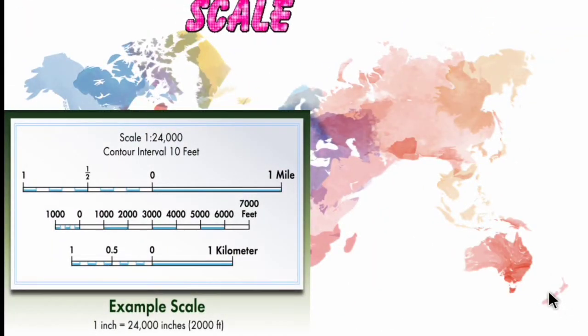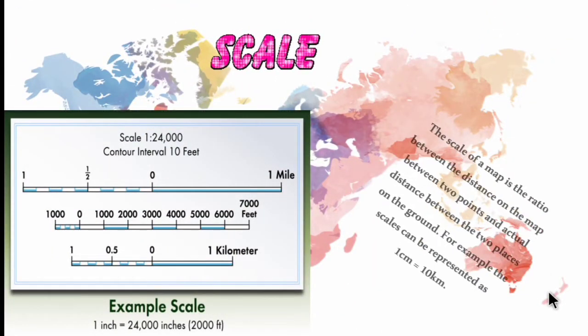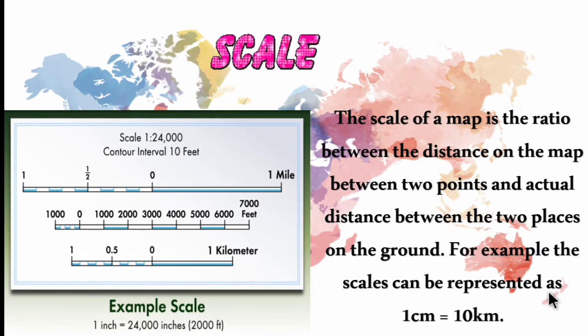The next element on the map is scale. As I said before, scale is the ratio between the points on the map to the points on the ground. For example, 1 centimeter equal to 1000 kilometer means 1 centimeter on the map is equal to 1000 km on the ground.